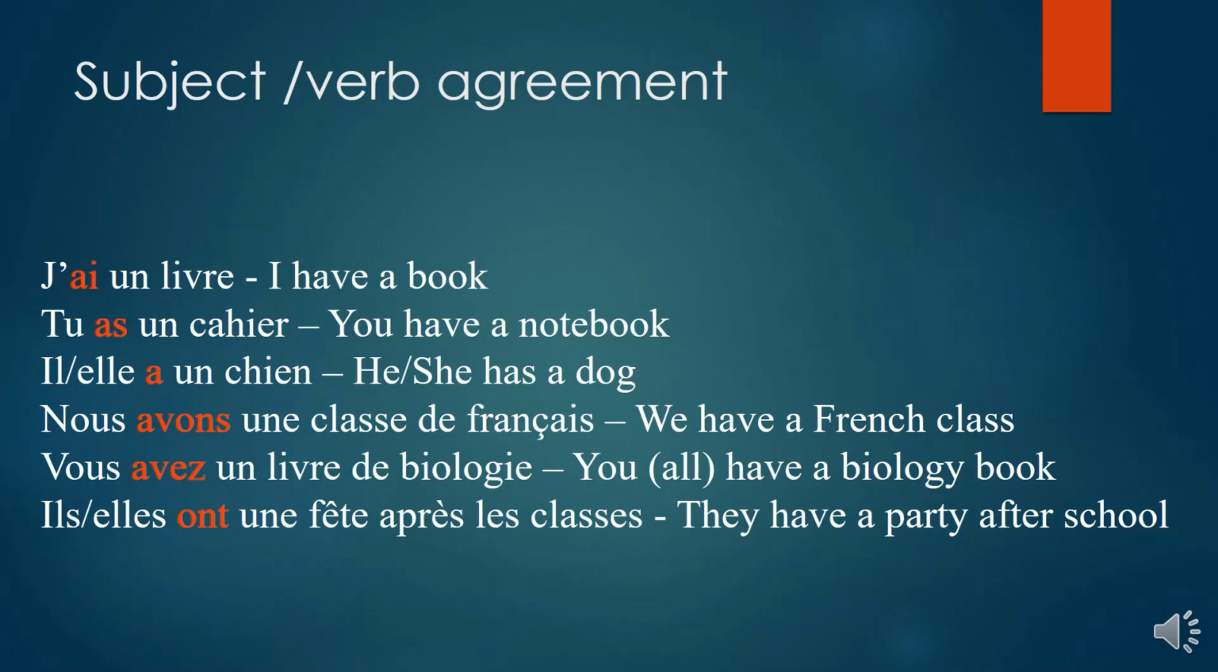J'ai un livre. I have a book. Tu as un cahier. You have a notebook. Il a un chien. Elle a un chien. He or she has a dog. Nous avons une classe de français. We have a French class. Vous avez un livre de biologie. You'll have a biology book. Elles ont une fête après les classes. They have a party after school.